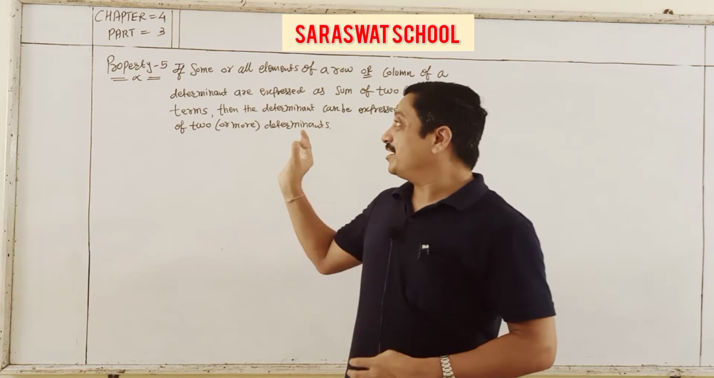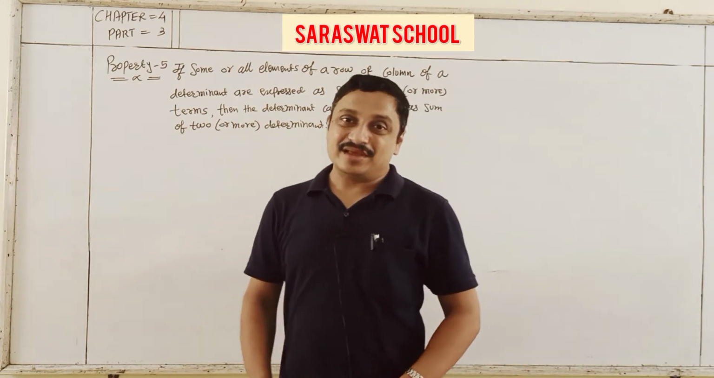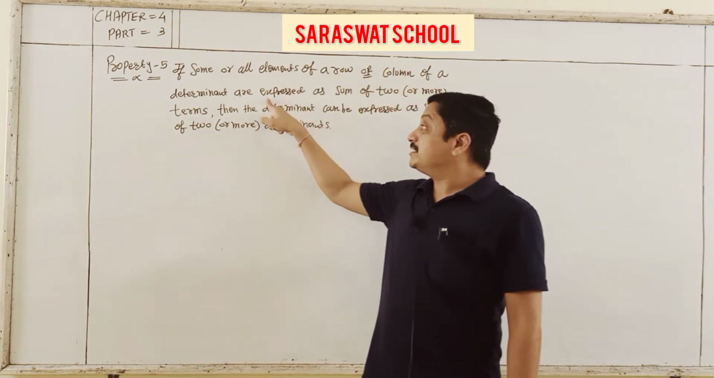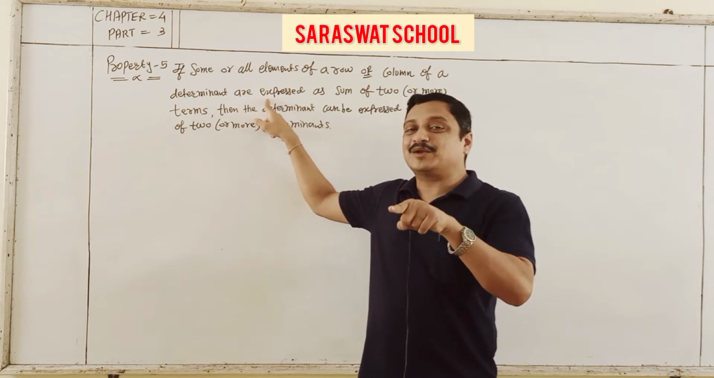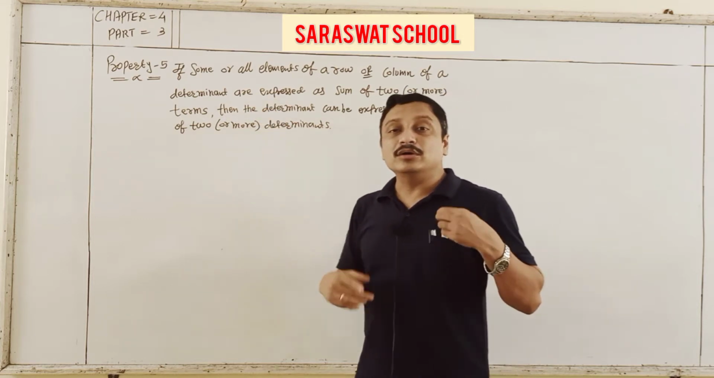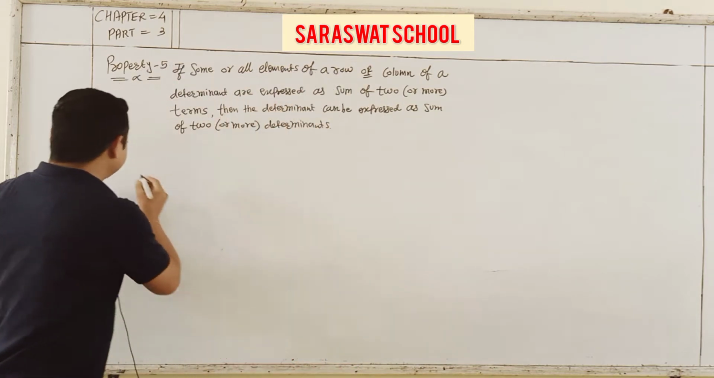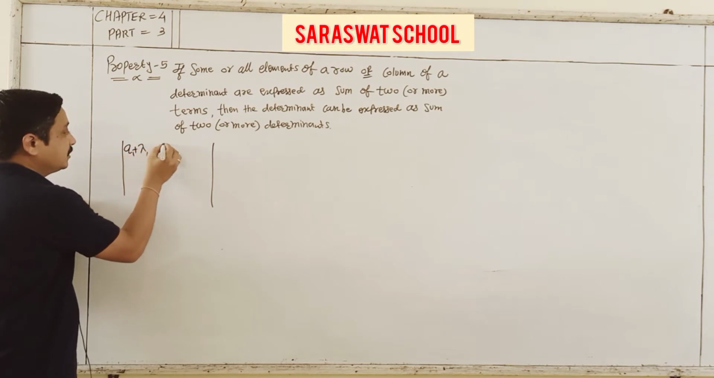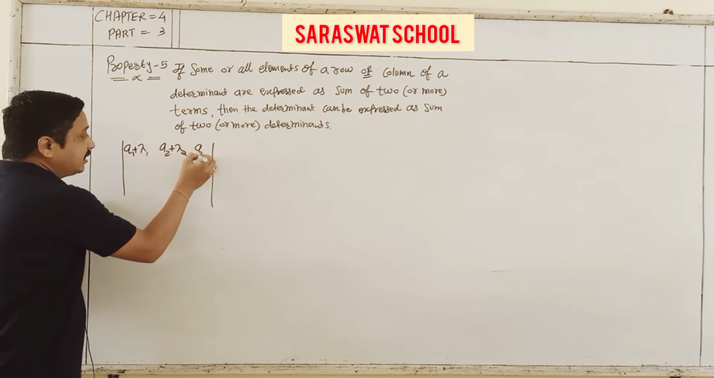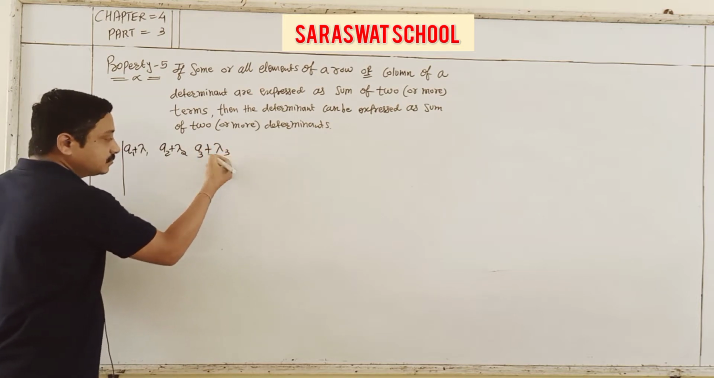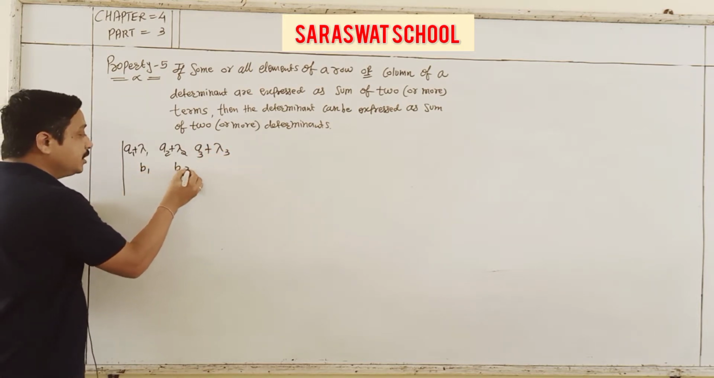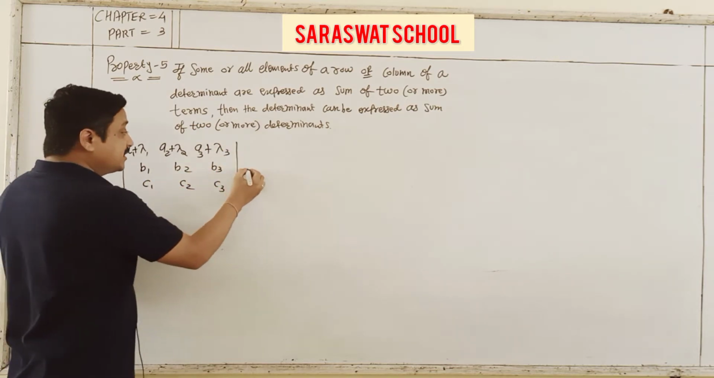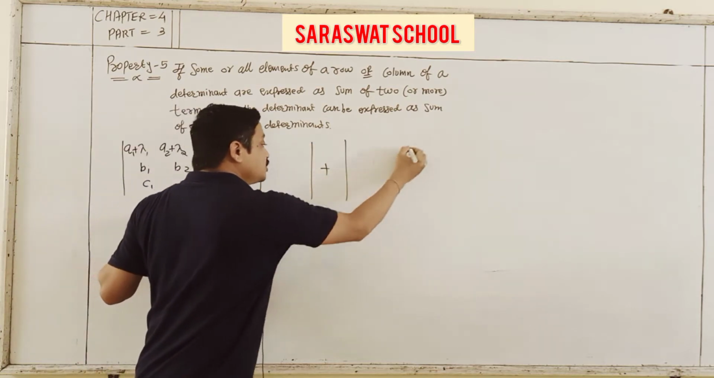In the same way, we now take property number 5. In property 5, if some elements of a row or a column are expressed as a sum of parts, we can express it as two or more determinants. Just like that, consider the determinant with a1 plus lambda 1, a2 plus lambda 2 and a3 plus lambda 3, and the other rows b1, b2, b3, c1, c2, c3. You can express it as the sum of two determinants.